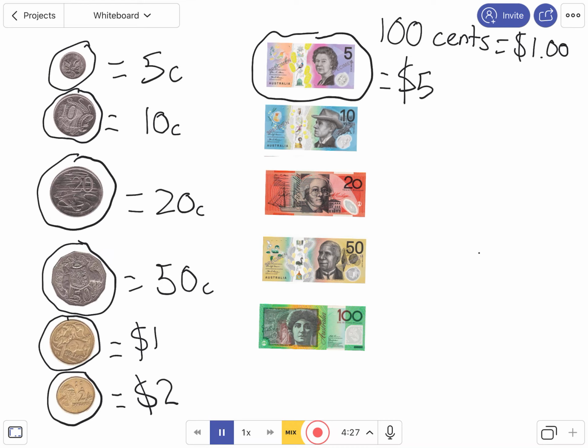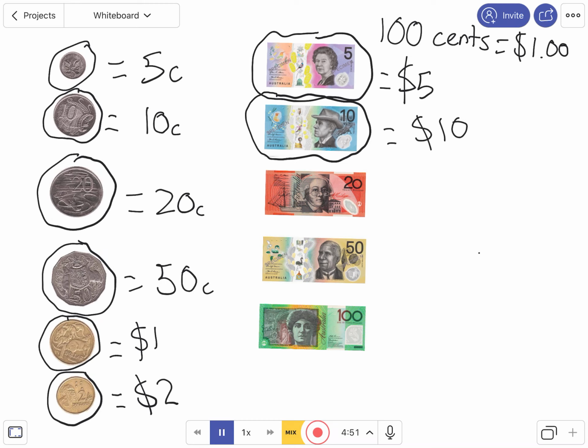The next note is blue and has a picture of a man called Banjo Paterson. He was a famous Australian poet and wrote some very famous poems like Waltzing Matilda, which you might have read about in our Bungawitta novel last term. It has the number 10 on it, and it has a value of $10. I've just circled that note there, and it has a value of $10.